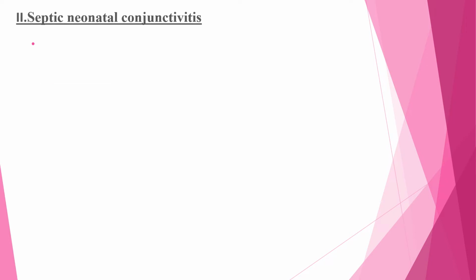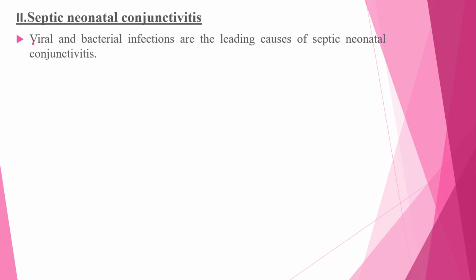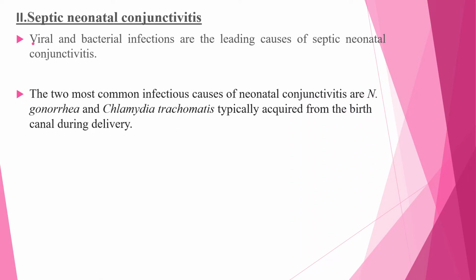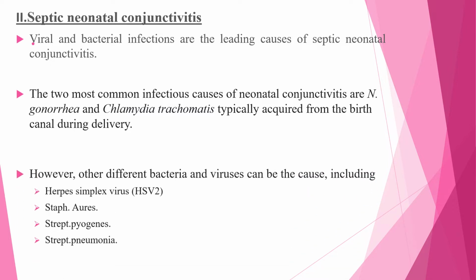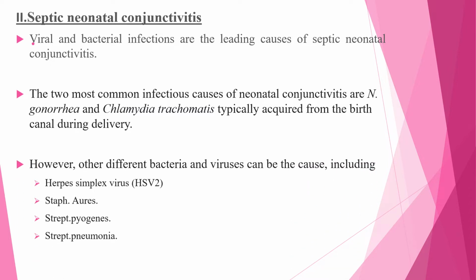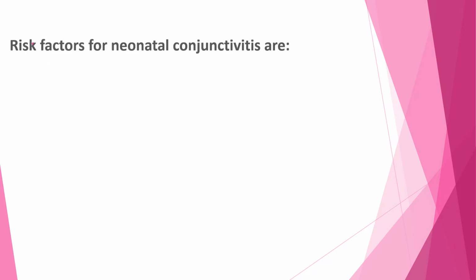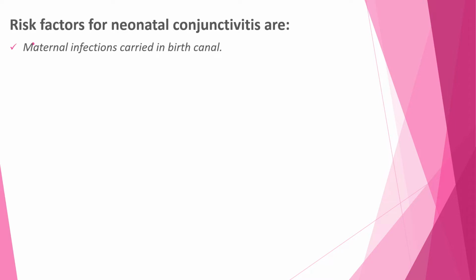When we look at septic neonatal conjunctivitis, viral and bacterial infections are the leading cause. The two most common infectious causes of neonatal conjunctivitis are Neisseria gonorrhoeae and Chlamydia trachomatis, typically acquired from the birth canal during delivery. However, other bacteria and viruses can be the cause, including herpes simplex virus type 2, Staph aureus, Strep pyogenes, and Strep pneumoniae.